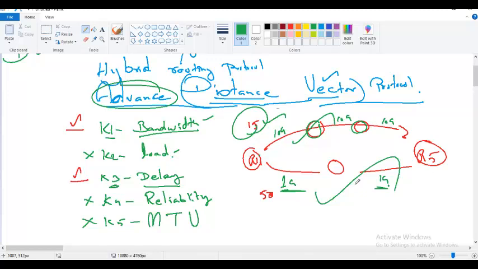EIGRP is an advanced distance vector protocol. 2 reasons I have already given. There are much more coming later. Now, administrative distance 90, you already know. And I already taught you yesterday how often the hello packets are sent. Does anyone remember? Exactly. Every 5 seconds hello packets are sent. If a neighbor stops sending hello packets for 15 seconds, the neighbor is considered dead. Please note this down.